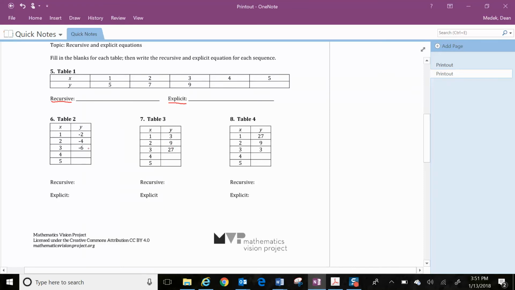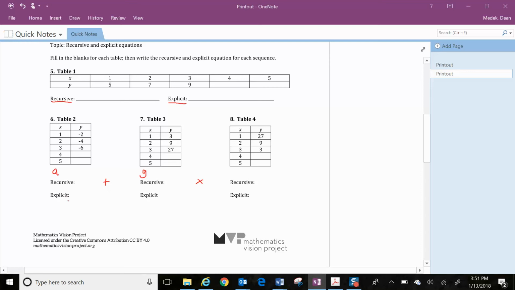So if I take a look at this sequence, it looks like it's going down by the same number every time. So this one's going to be arithmetic, isn't it? I'm going to put A for arithmetic. This one, on the other hand, it's not going up by adding the same number. It's going up by multiplying the same number. So this one is going to be geometric. And so your recursive rule for the geometric is going to involve multiplying, and your recursive rule for the arithmetic is going to involve adding or subtracting.